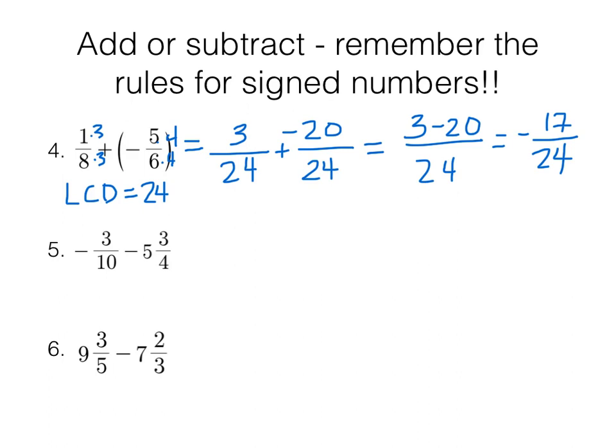How about here? We have a subtraction problem. These always give us trouble. Let's remember that we can use keep, switch, switch, just like that. So they're both now negative. So basically I'm adding negative 3/10 and negative 5 3/4. My least common denominator this time, what's that going to be?